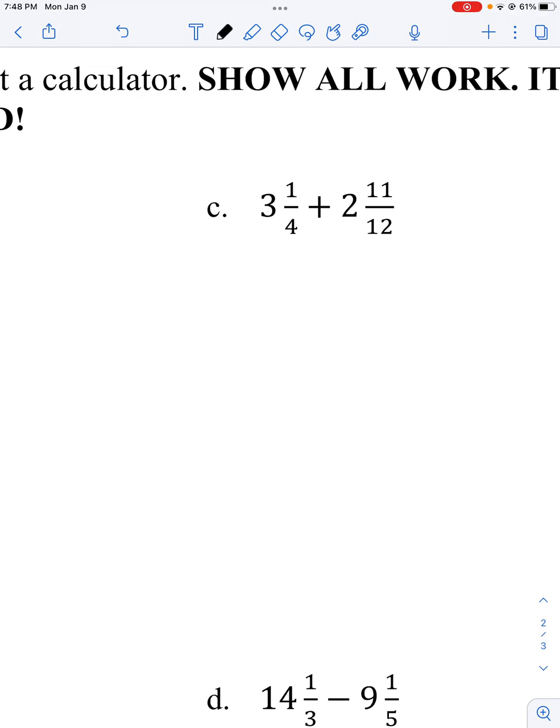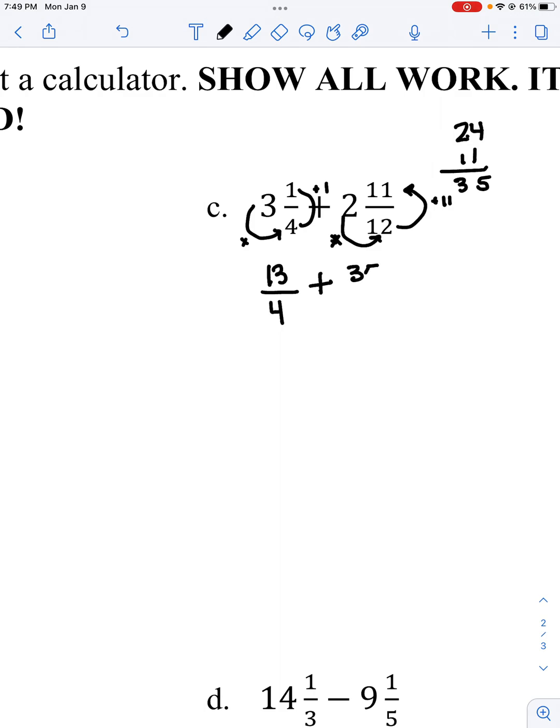Part C, I'm going to take my values and make them improper fractions first. So 3 times 4 is 12, plus 1 is 13 out of 4, plus 2 times 12 is 24, plus 11, 4 plus 1 is 5, 2 plus 1 is 3, it'd be 35/12.